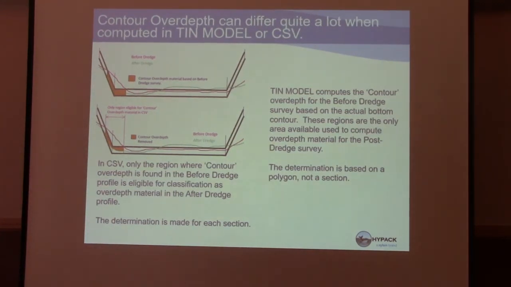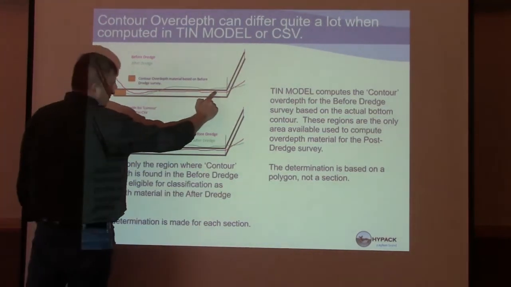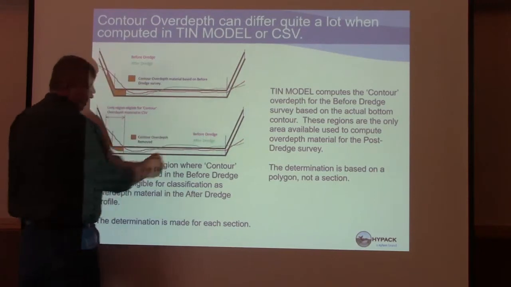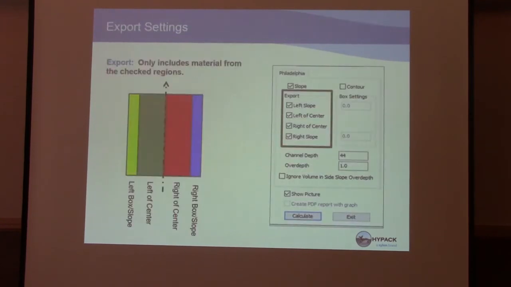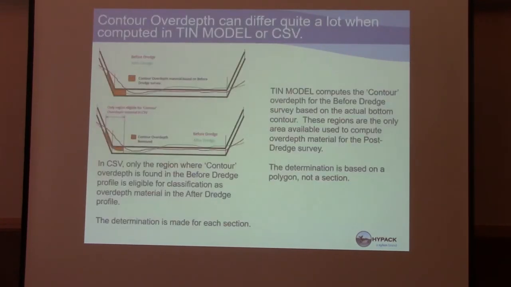Now, this is a pretty bad example because the original survey was below the template and all that infilled above the template and they didn't get charged for it or get paid for it. Cross sections and volumes and TIN model volumes both have a contour setting for Philadelphia method. Any questions about that?